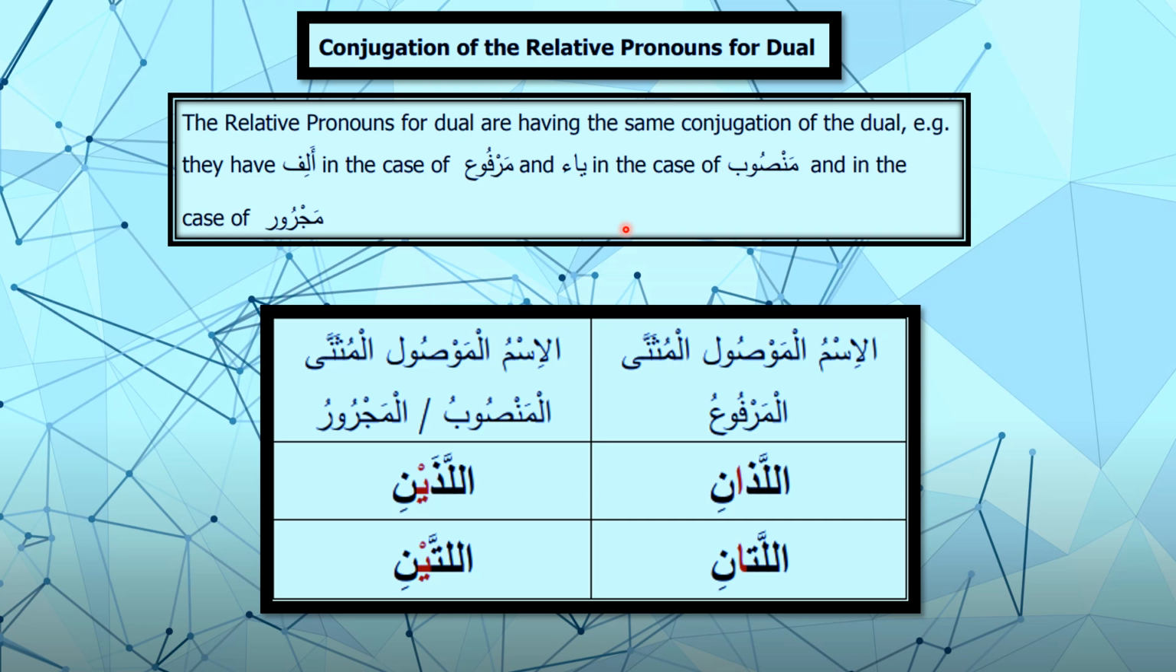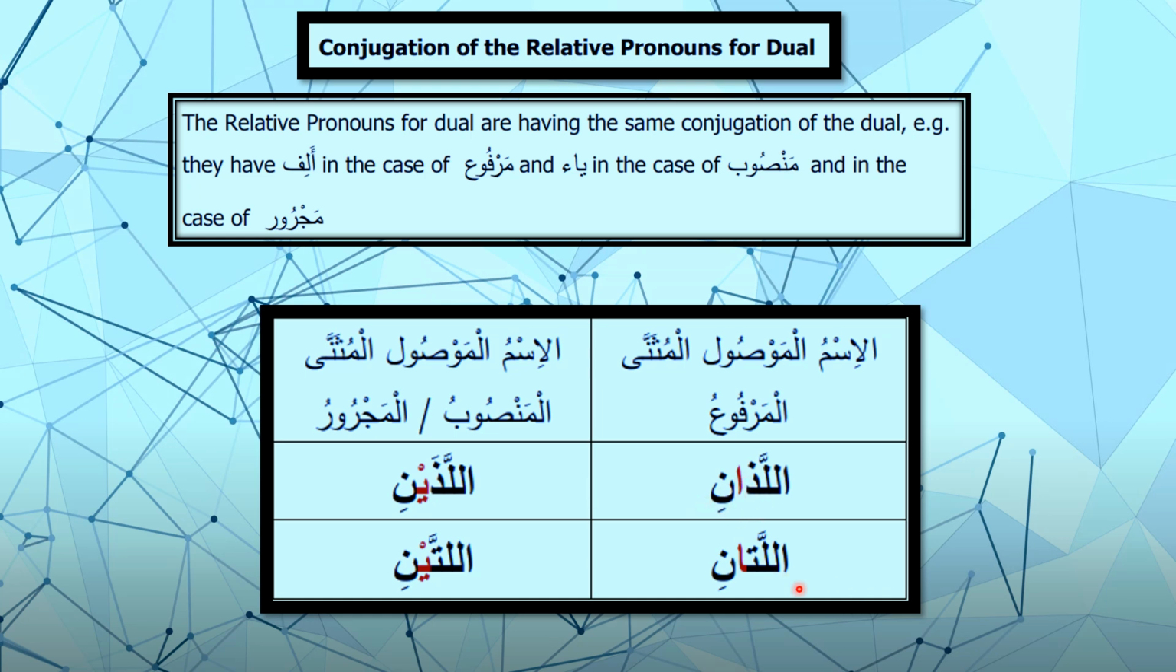So it's the same here for the ism mausool. You can see here in the ism mausool muthanna for marfu, al-ladhani, the dhal is there to tell you that it is for the male. Remember the letter dhal from mudhakkar, and ani, alif and noon, this represents the marfu case.